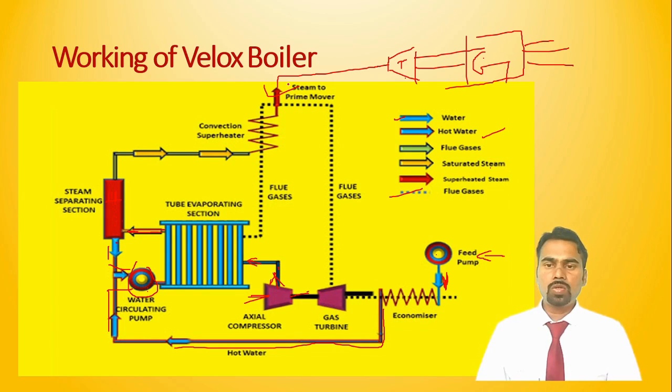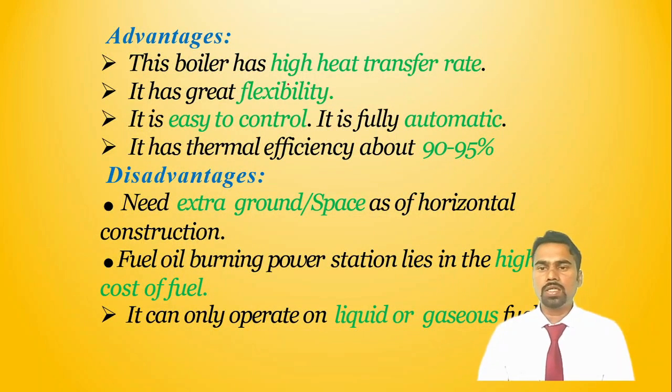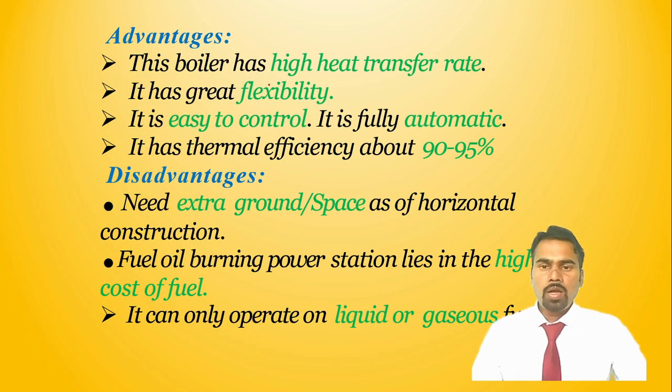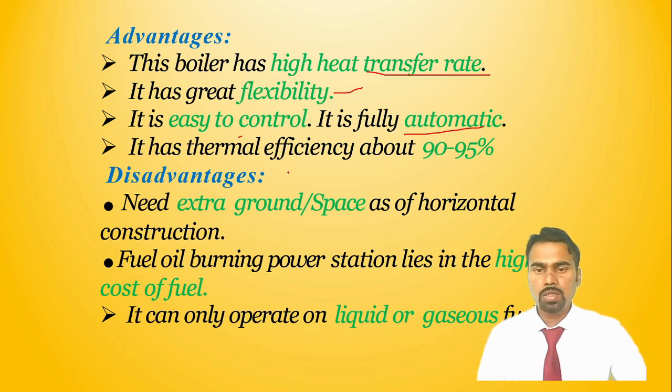I hope you understood the working and construction of the Velox boiler, right? Now the next point is its advantages. This boiler has a high heat transfer rate. Why? Because high velocity air is sent into the combustion chamber, so there is a high heat transfer rate. Then it has great flexibility, which means we can change its design, right? It is easy to control. It is fully automatic. It has a thermal efficiency of about 90 to 95%.